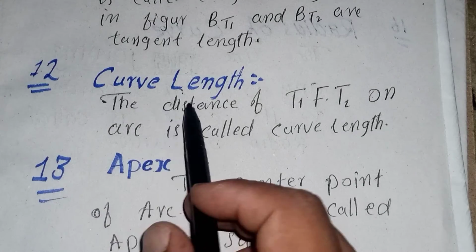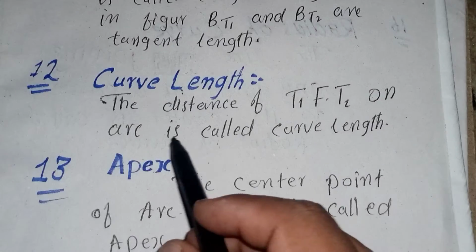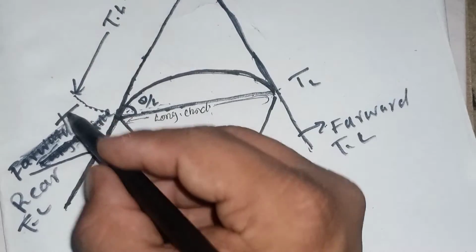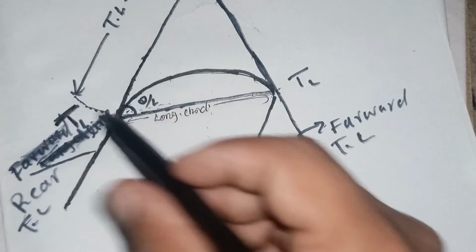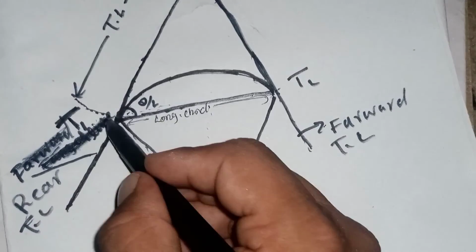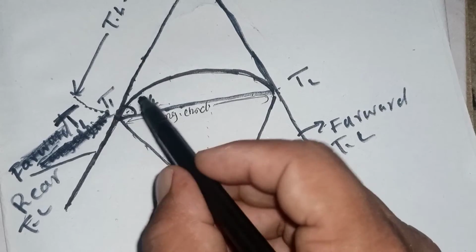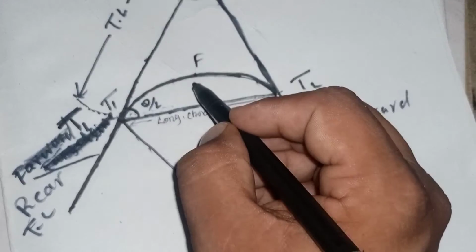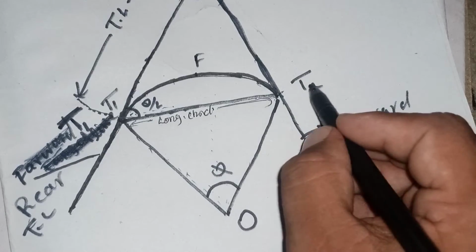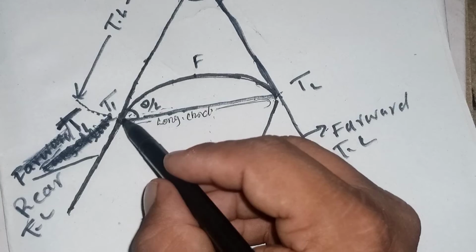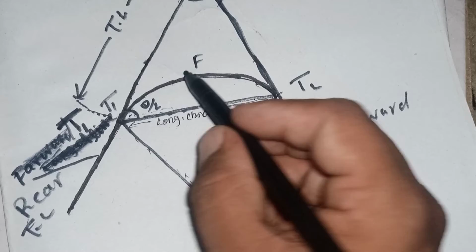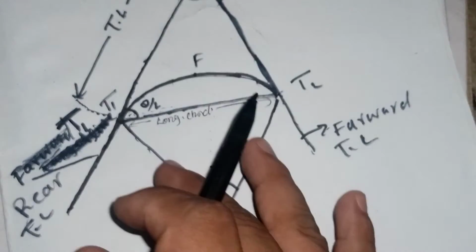12th number, curve length. The distance from T1 through F to T2 along the arc is called the curve length. It means that the distance from T1, which is this point, which we have to draw here, this is T1, and at the point F, which is the center point of the curve, and the point T2, is called the curve length. It means that the distance from this point to the center of the curve and from the center to the end of the curve will be called the length of the curve.